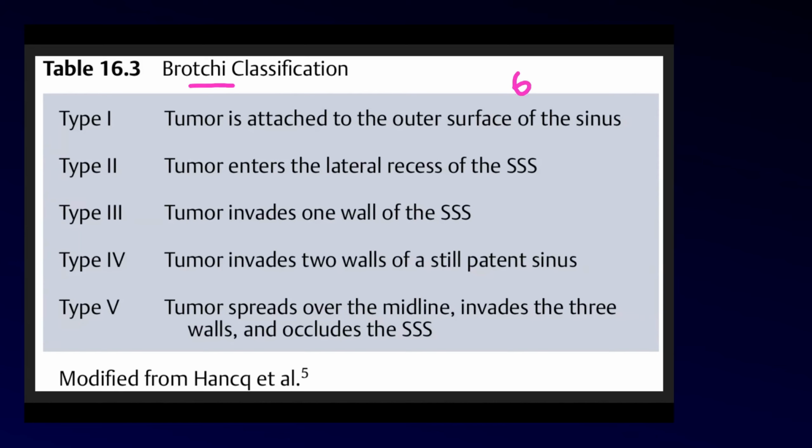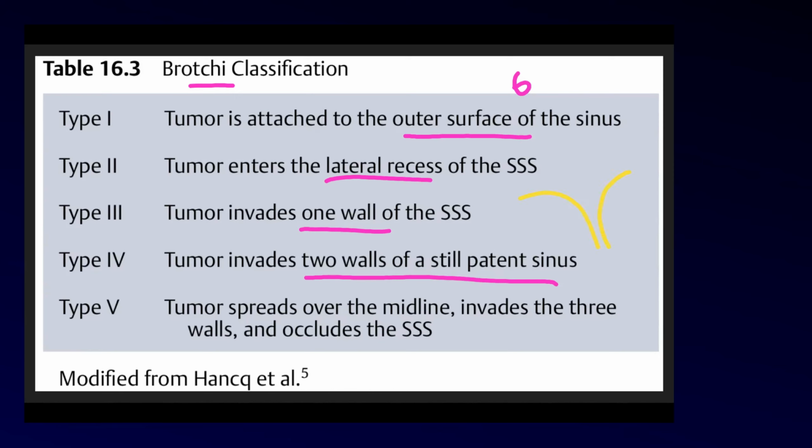These are 5 types. Type 1 is just the outer surface. Type 2 is the lateral recess. Type 3 is one wall is invaded. Type 4 is 2 walls of a still patent sinus. And type 5 is when it spreads over the midline, invades the 3 walls, and occludes the superior sagittal sinus. So let's draw an illustration so that we can understand it better.